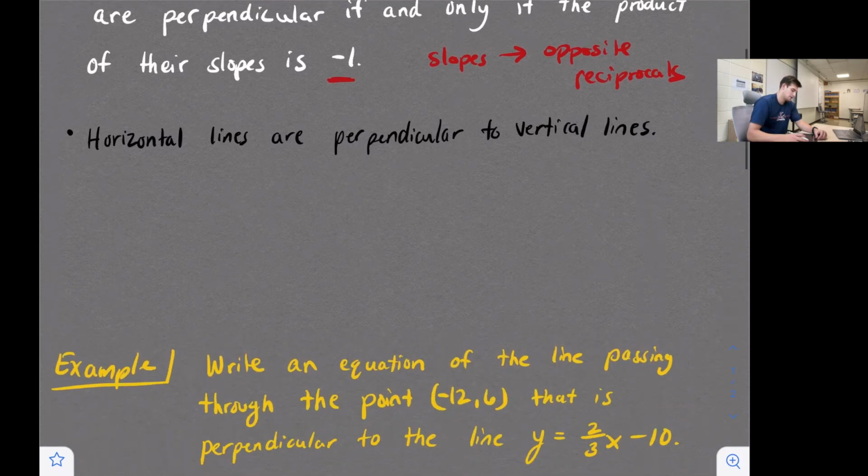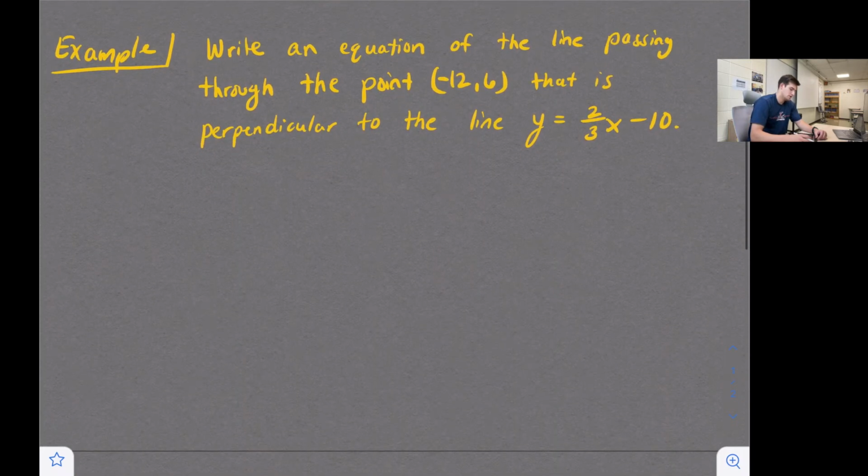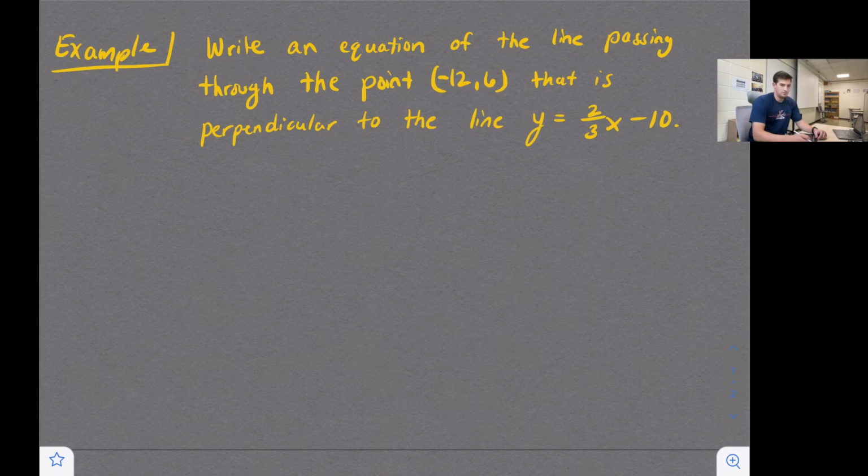Okay, so let's look at an example of how to write an equation of a line that passes through a given point and that's supposed to be perpendicular to a given line. So our point that we're working with is (-12, 6), and they want this to be perpendicular to the line y = 2/3 x - 10. So once again, we're working in slope-intercept form. So we have y = mx + b.